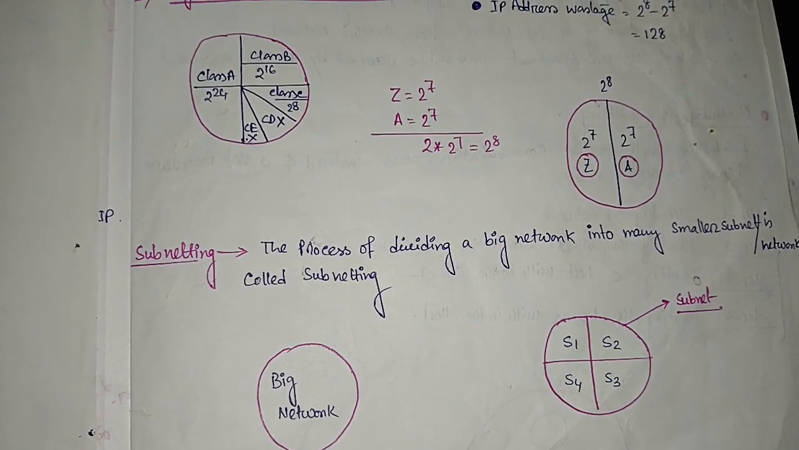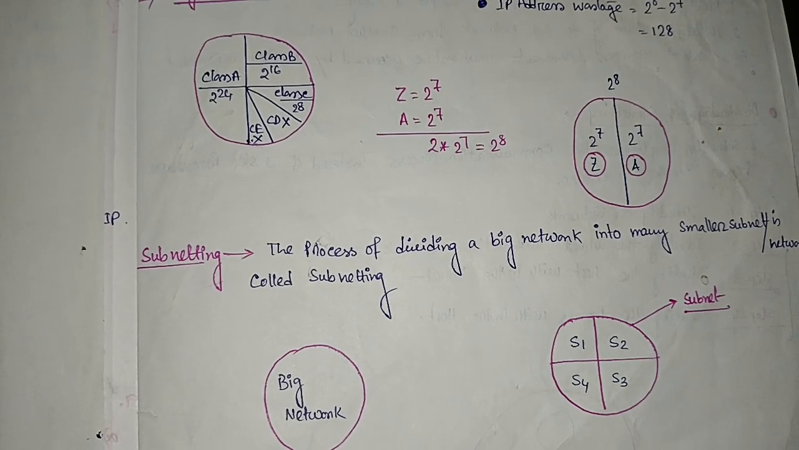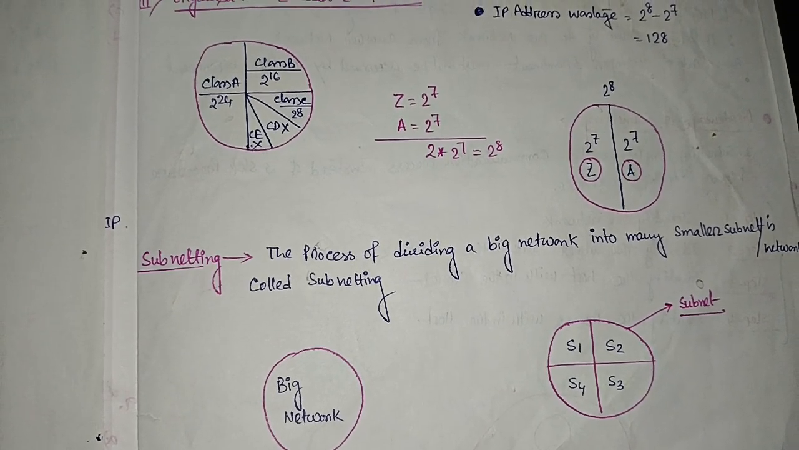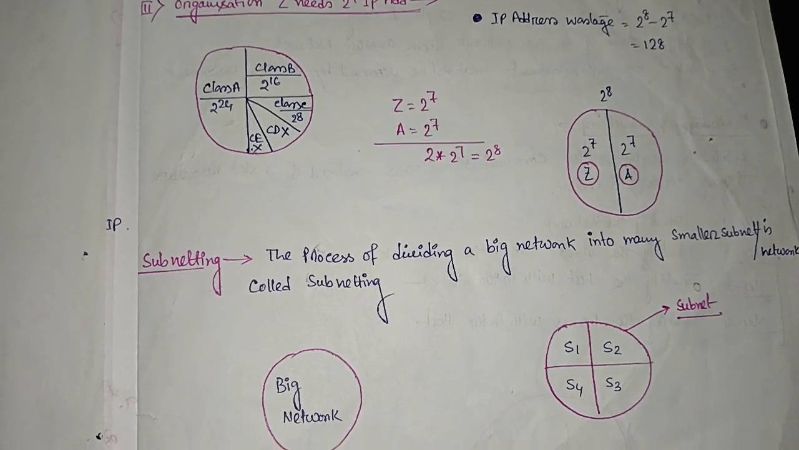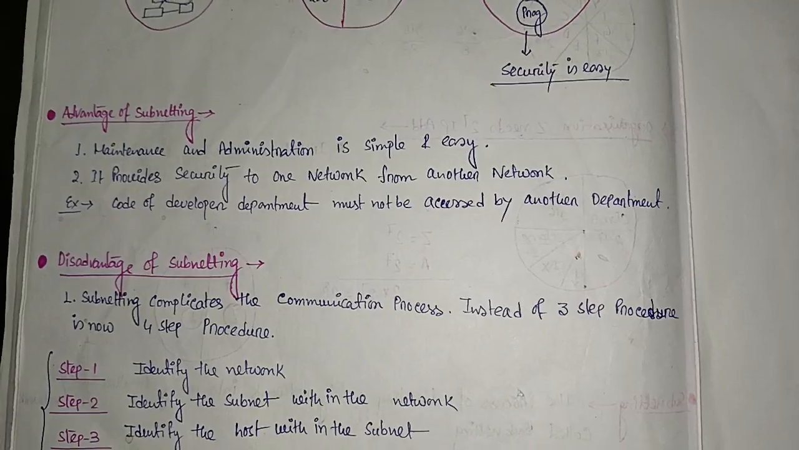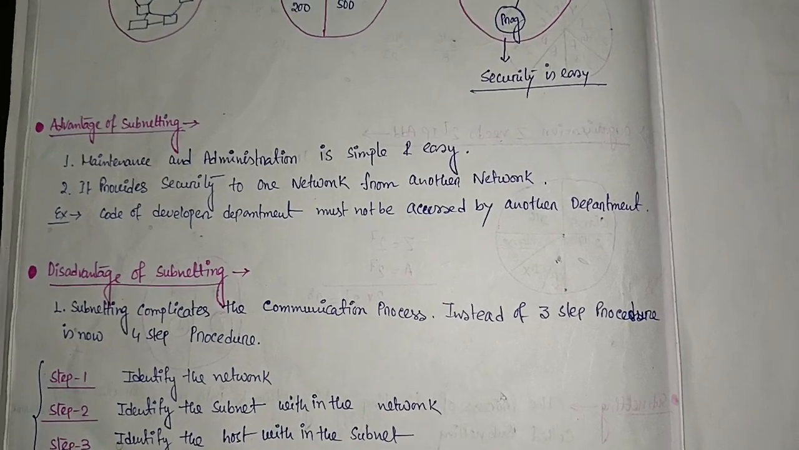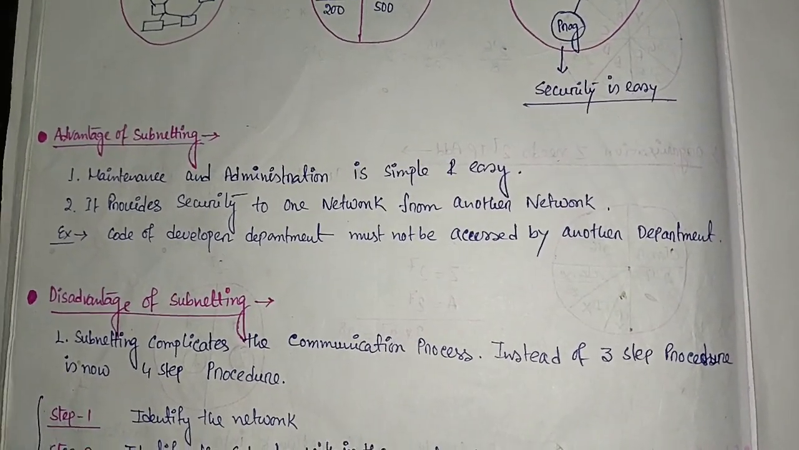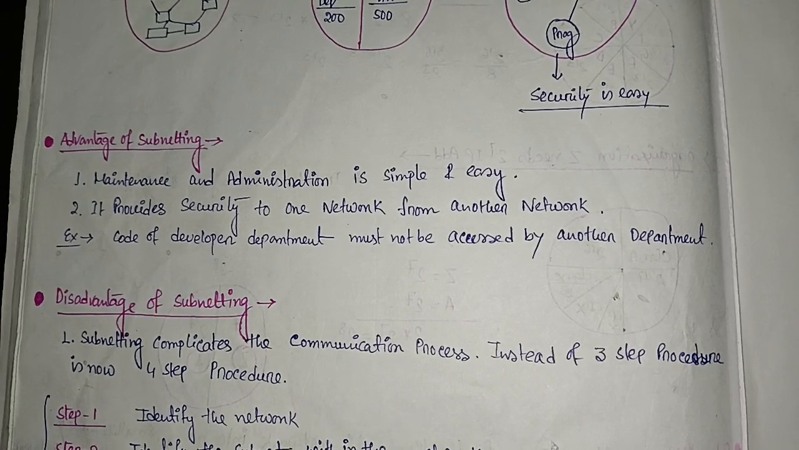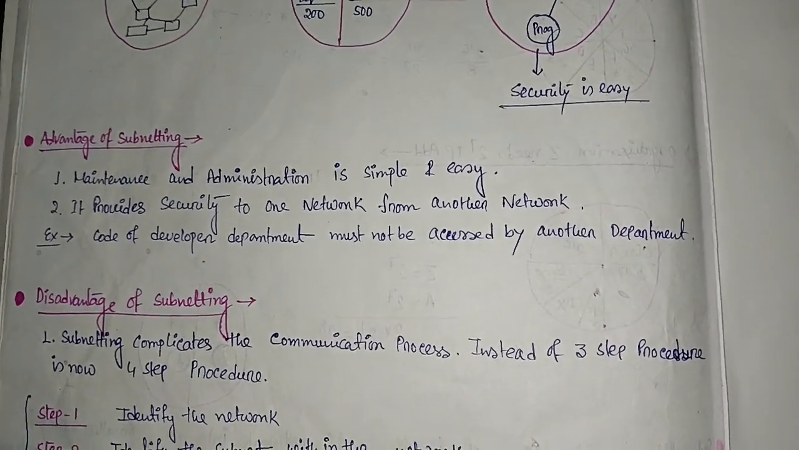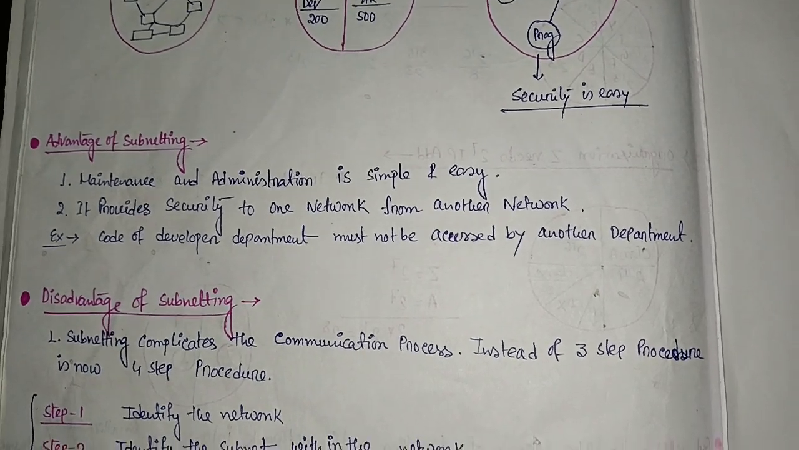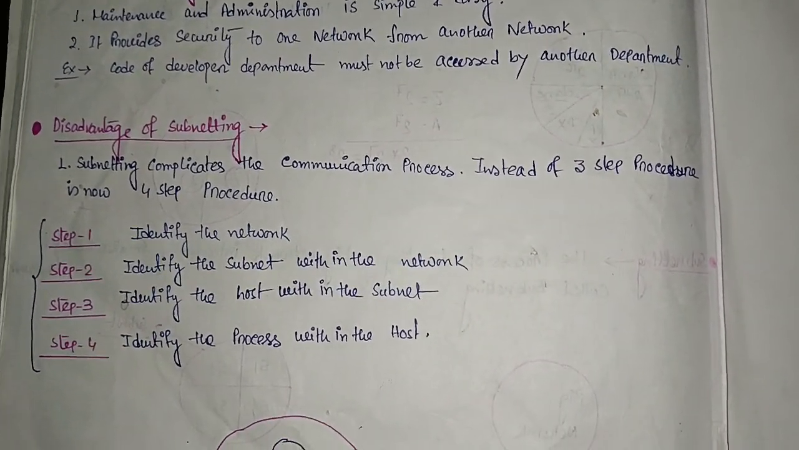So here we come to the concept of subnetting. The process of dividing a big network into smaller networks is called subnetting. We are dividing the big network into small networks, and each is called a subnet. The advantage of subnetting is that, because we divide it, maintenance and administration are simple and easy. It also provides security from other networks. But the disadvantages are as follows.